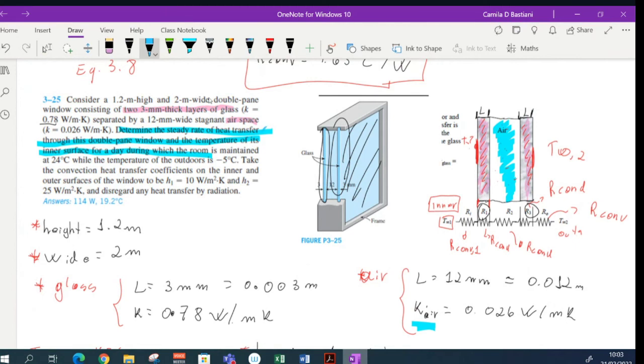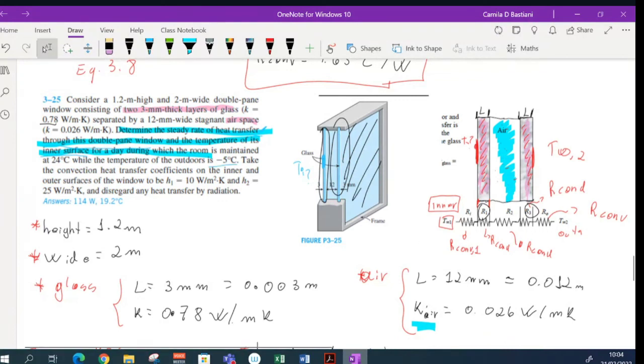Find the steady rate of heat transfer through this double pane window and the temperature of its inner surface, so the temperature on the inside, when the room is maintained at 24 degrees Celsius, while the temperature of the outdoors is -5 degrees Celsius.